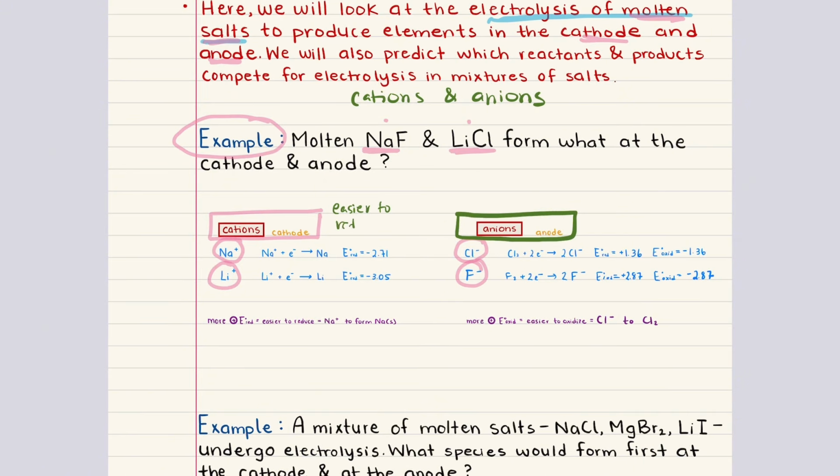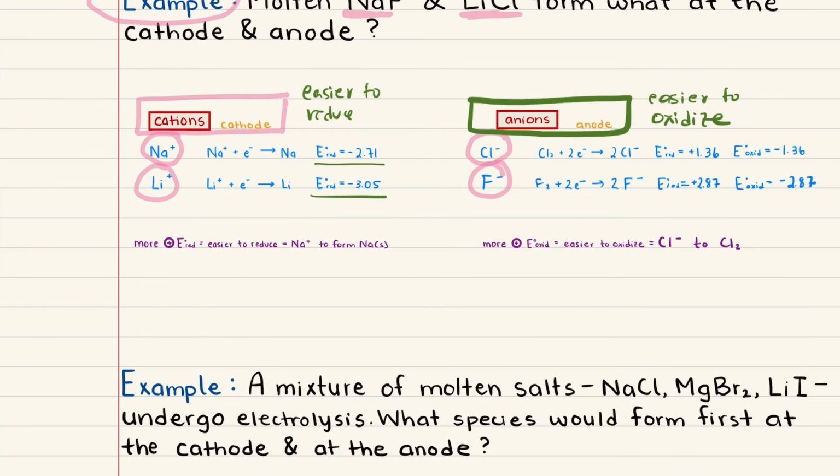We answer this by looking at the reduction potentials. Sodium ion has a reduction potential of negative 2.71 volts, while lithium ion has a reduction potential of negative 3.05 volts. The cation with the more positive value is easier to reduce, so sodium ion is reduced. Sodium metal will form at the cathode.